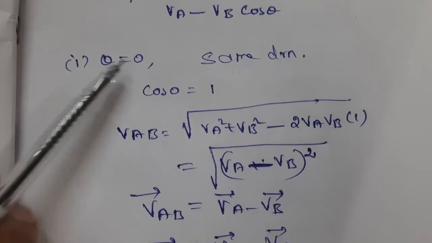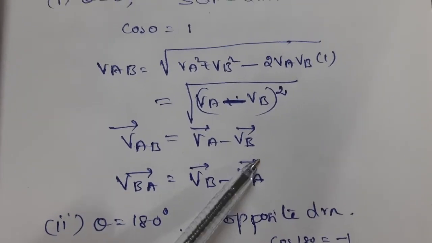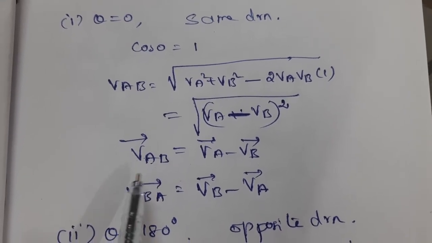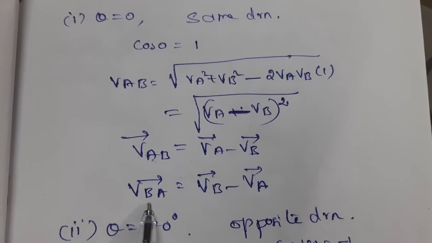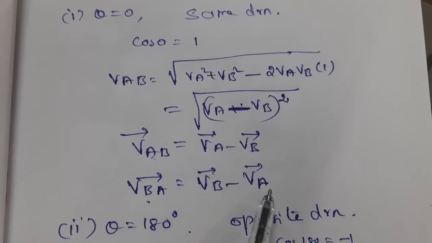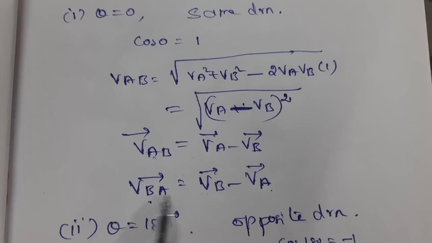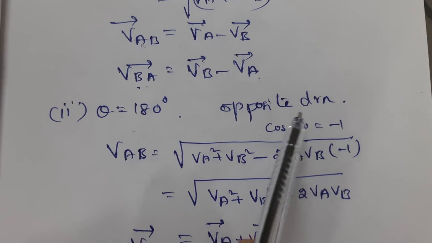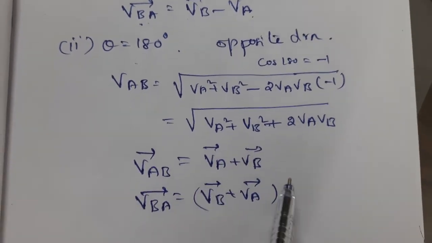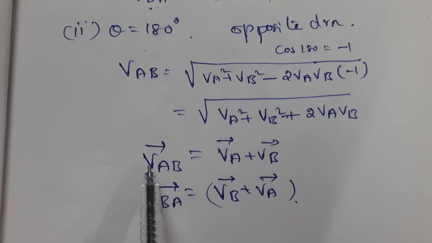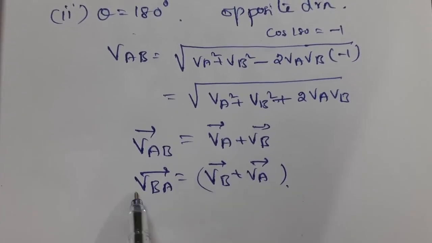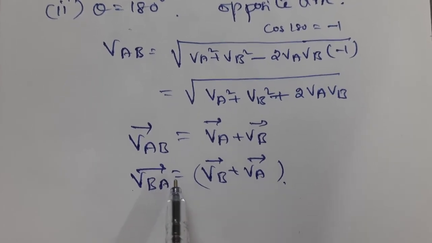So when theta equal to 0 degree, VAB equal to VA minus VB. Here VAB is in the direction of VA. VBA is VB minus VA, that is, VBA is in the direction of VB. When theta equal to 180, that is opposite direction, VAB is VA plus VB. That is, VAB is in the direction of VA. And VBA is VB plus VA. That is, VBA is in the direction of VB.